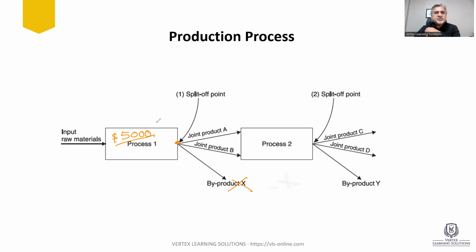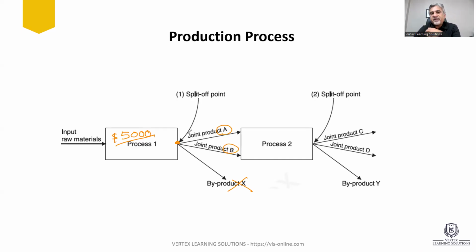So the common cost you are going to split only between the joint products. So you will not take it to the byproduct. So the byproduct will have no value. It will have no value in your balance sheet. You will show it in your statement of financial position as inventory or whatever. So whatever this 5,000 is, it must be split between these two. This is the first thing you should remember.